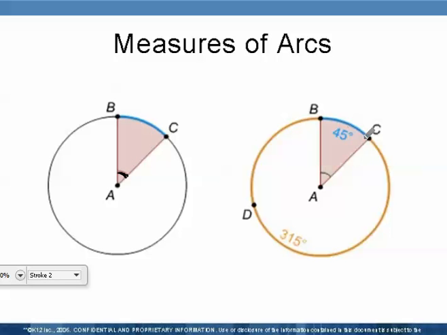If arc BC is 45 degrees, the rest of the circle is 315 degrees. Why? Because it's 360 degrees around a circle, right? Cool. So we've got a 45-degree arc right there. We've got a 45-degree angle right there. That's what that means. If you've got a 45-degree angle, you've got a 45-degree arc. They're equal to each other.